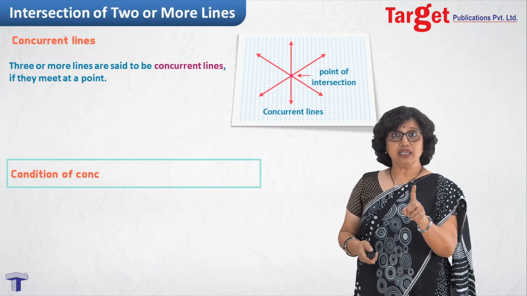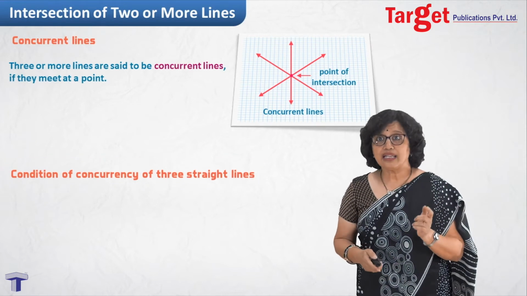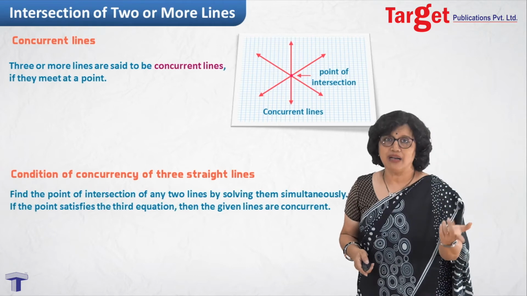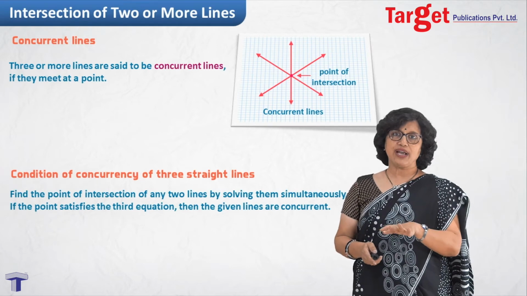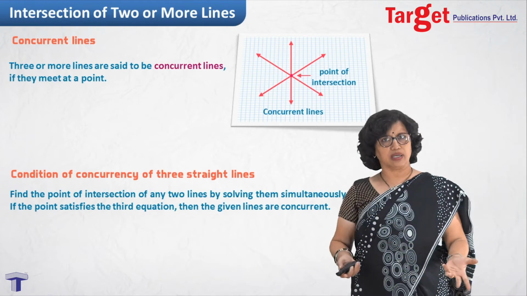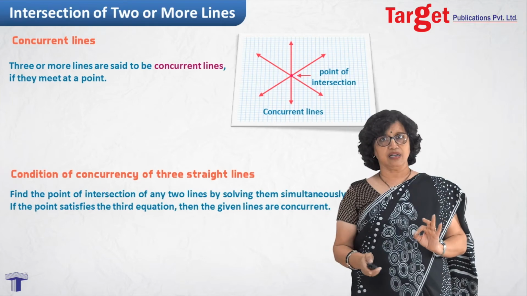So the condition for concurrency is nothing but that you find the point of intersection of two lines and substitute it in the third equation. If that gets satisfied, then the lines are concurrent. And if that does not satisfy, then the lines are not concurrent. This is the simplest procedure to understand whether lines are concurrent or not.